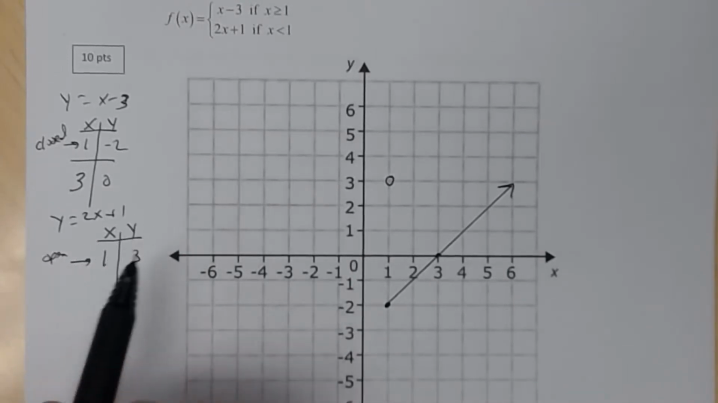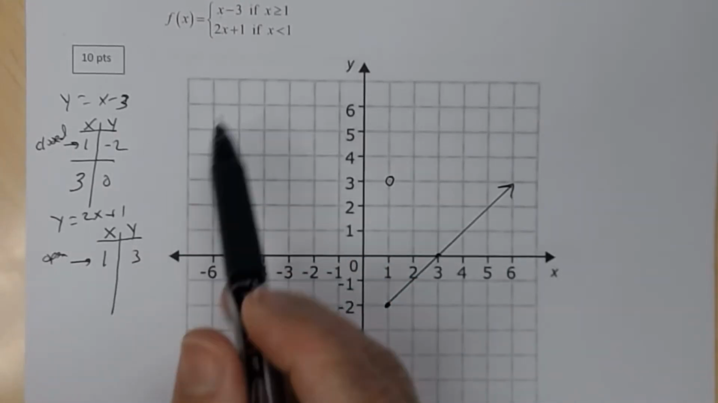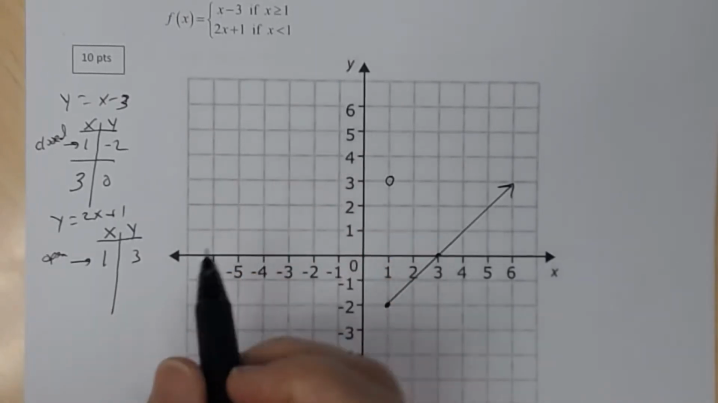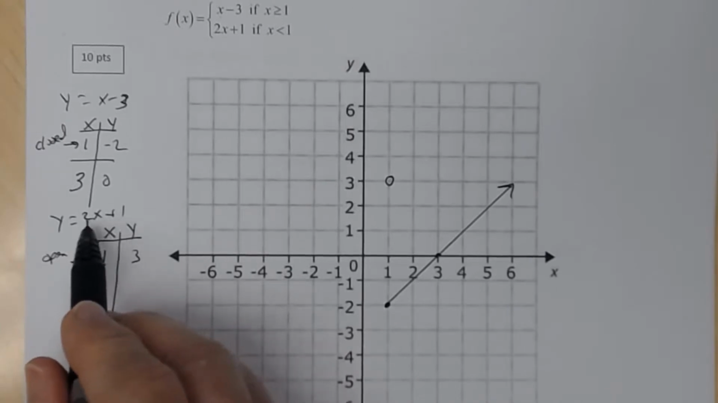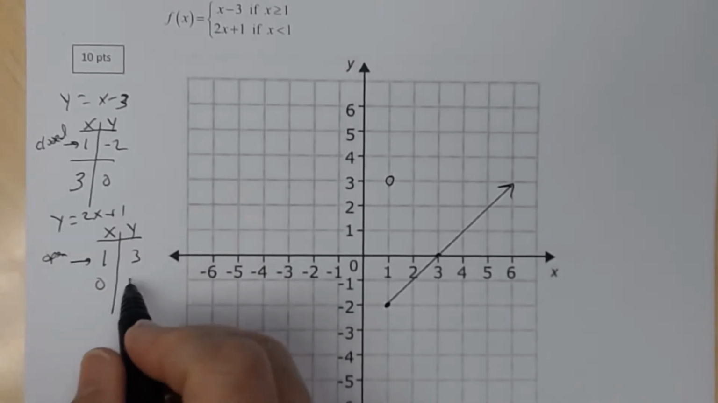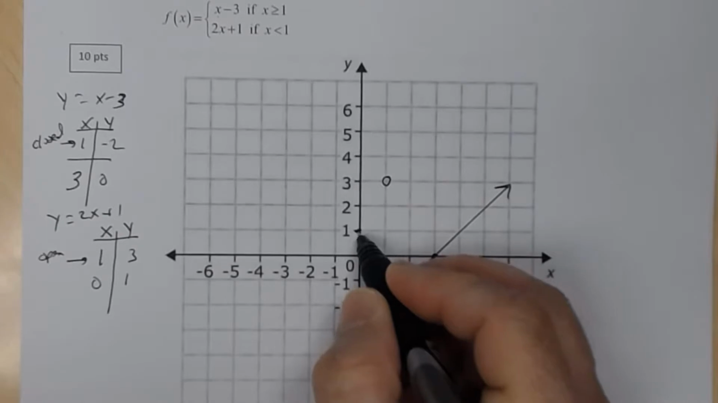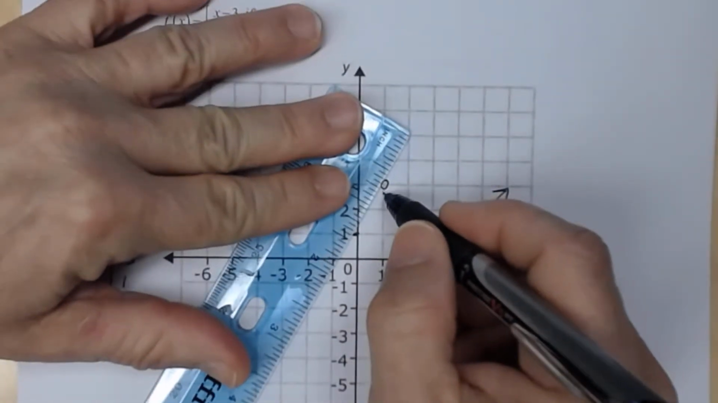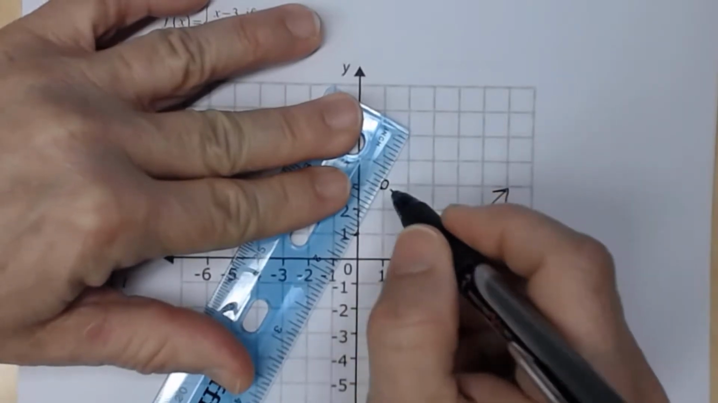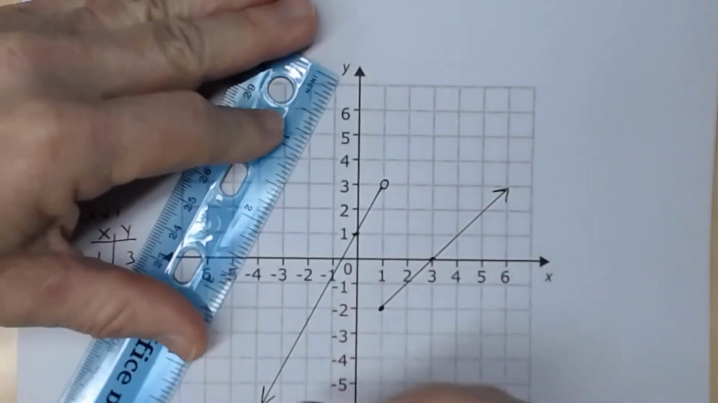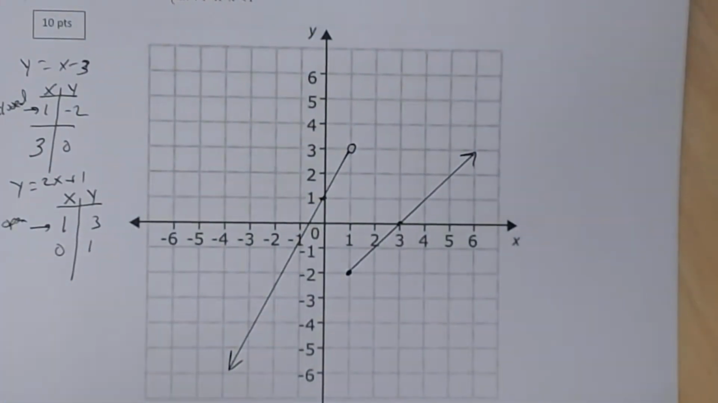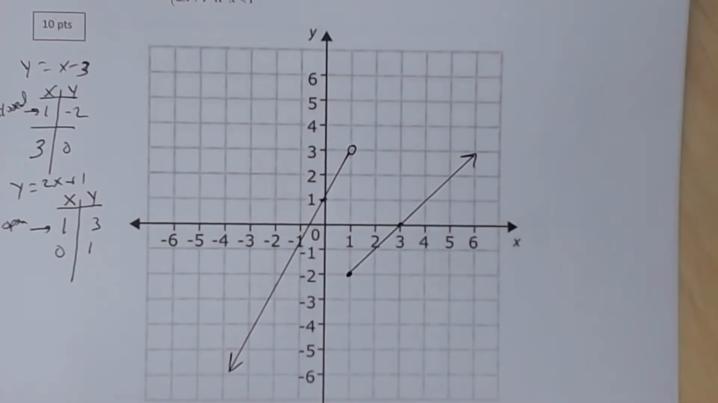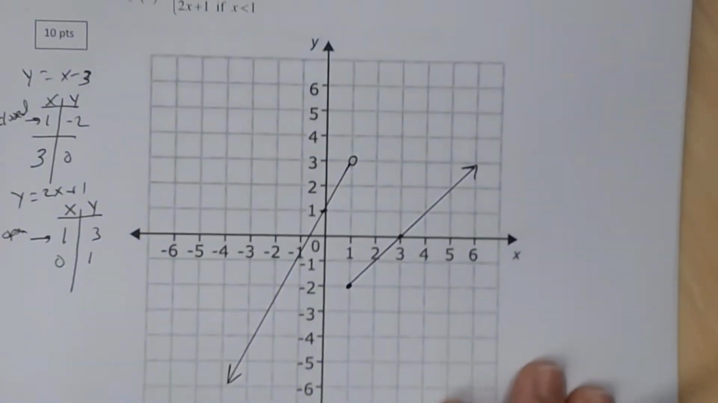All right, so I need one more value for x. So we got to pick a value for x that's less than 1. So if x is, let's say, 0, I get 2 times 0, which is 0. 0 plus 1 is 1. So I get the point 0, 1, which is here. And then I just graph that part of the line. Okay, so there's your graph. And notice it is a function because it does pass the vertical line test. All right, so that's number 9.